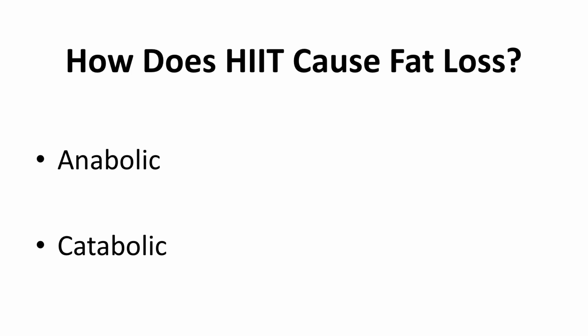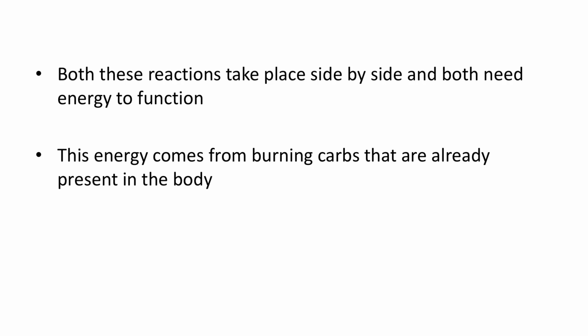Catabolic. These reactions are the ones in which something is broken down into smaller particles or for excretion from the body. These reactions may be fat oxidation, in which fats are burnt into their respective components. Other than that, catabolic reactions include carb burning and breaking down of larger nutrients into their monomers, and use these building blocks for making something new. Both these reactions take place side by side, and both need energy to function. This energy comes from burning carbs that are already present in the body.